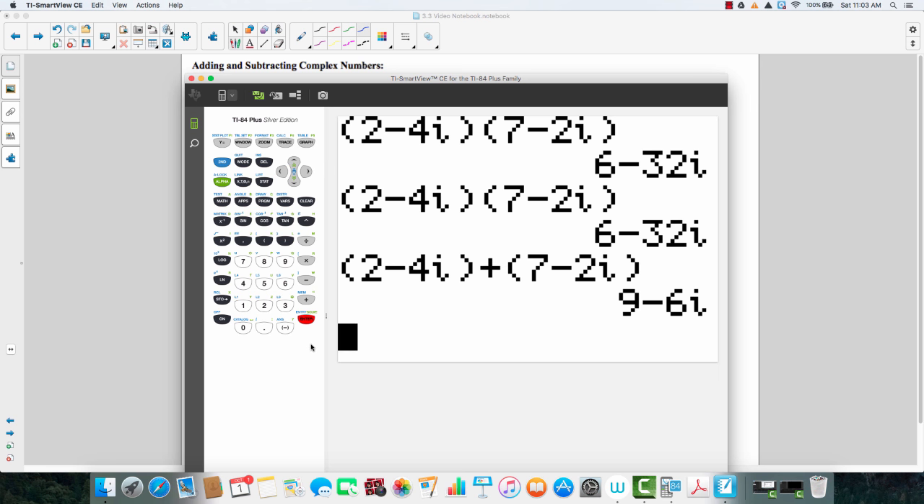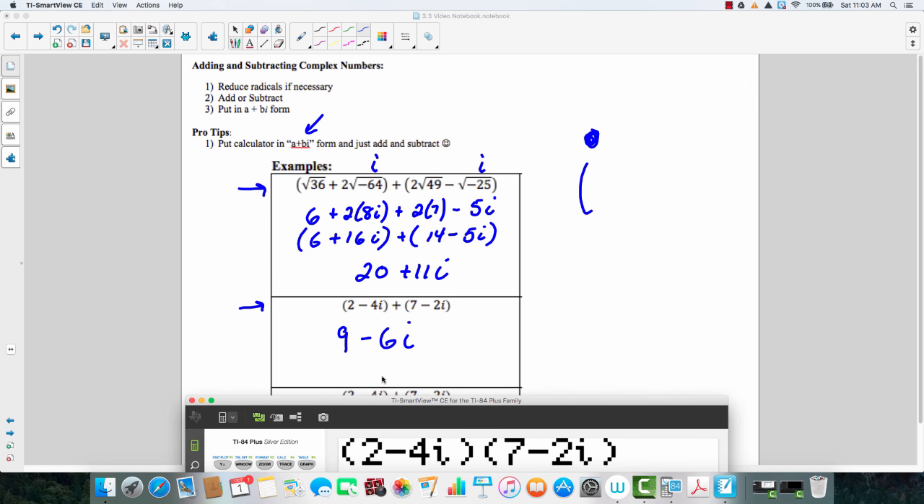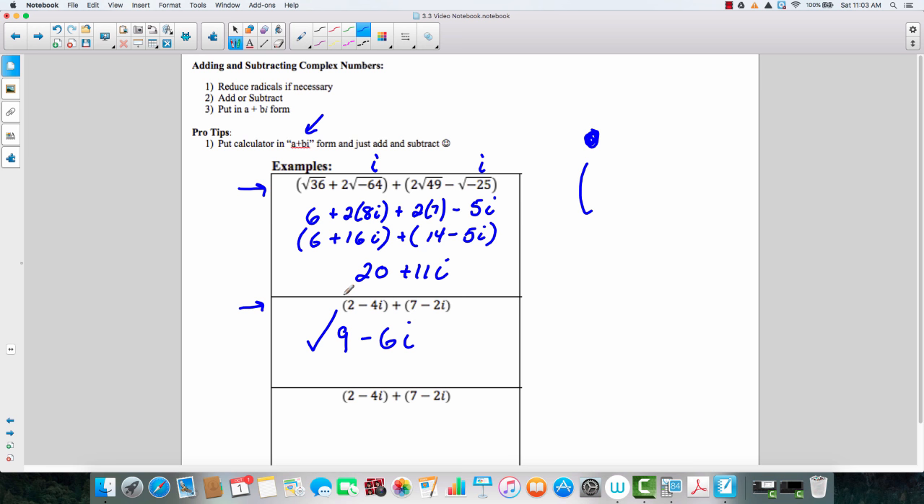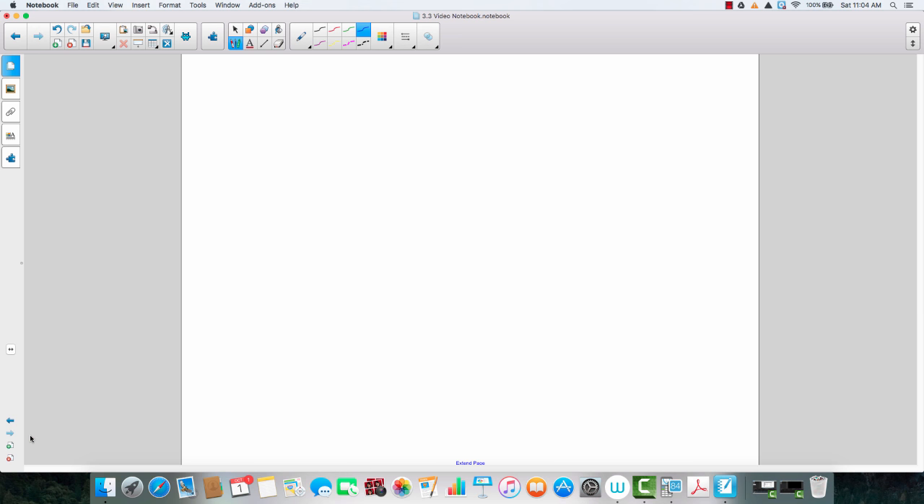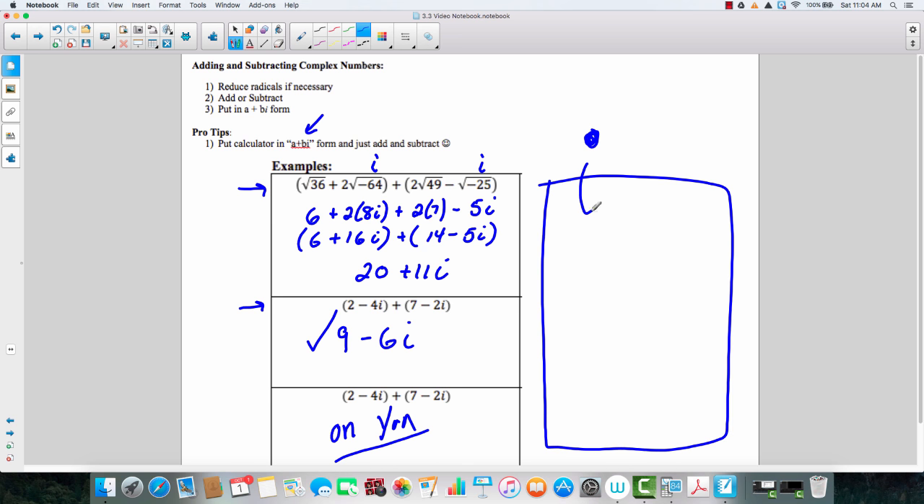So you can add them. And yes, spoiler alert, you can multiply them. So 9 minus 6i. There we go. Very cool. Okay. This one's on you. Do that on your own. You had some questions over here, right? In your notes? Okay. These are all on you. Finish those for homework.